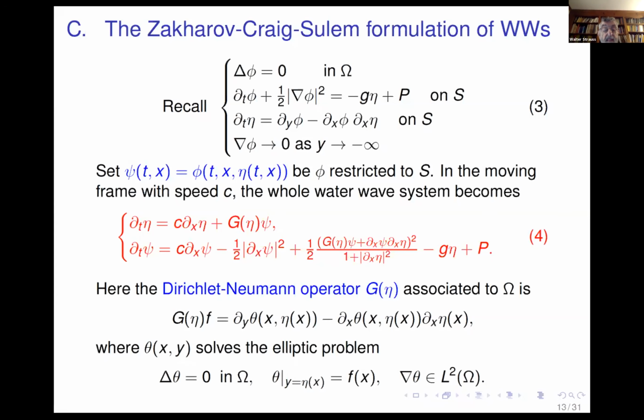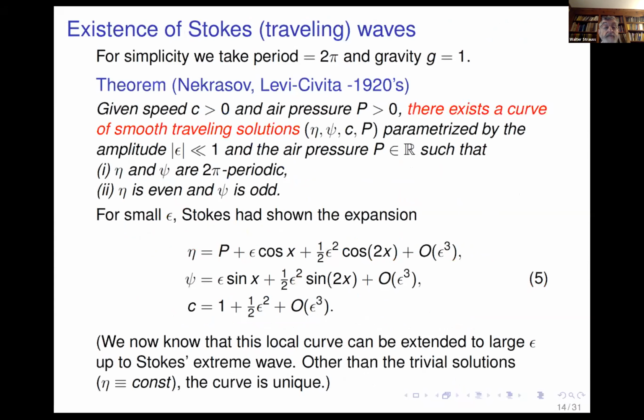And they involve the Dirichlet-Neumann operator. This is the Zakharov-Craig-Sulem formulation. The Dirichlet-Neumann operator takes you from Dirichlet conditions on the surface to Neumann conditions, as indicated at the bottom of the slide. So we're going to be working with equations 4. These are nonlinear equations. Okay, so I'll take the period to be 2 pi, I'll take g, gravity, to be 1.